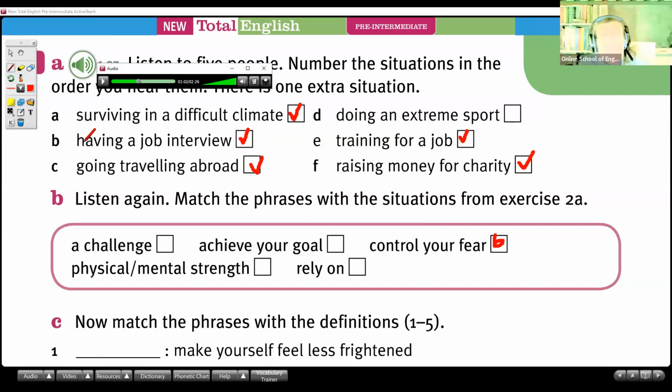Okay, so the job interview, she was controlling her fear. And now what was this guy doing? Raising money for charity. Okay, was it a challenge? A challenge. Yes, that's right, that's the A challenge. Very good. Okay, next one.